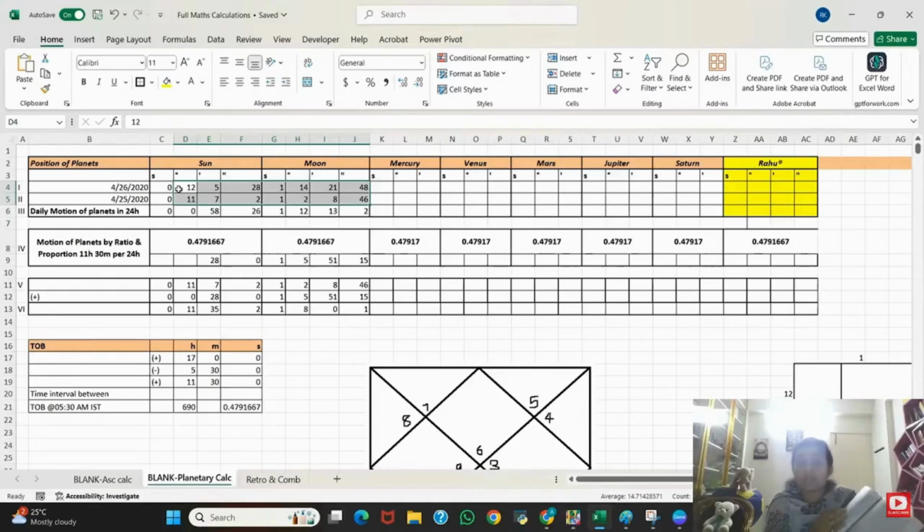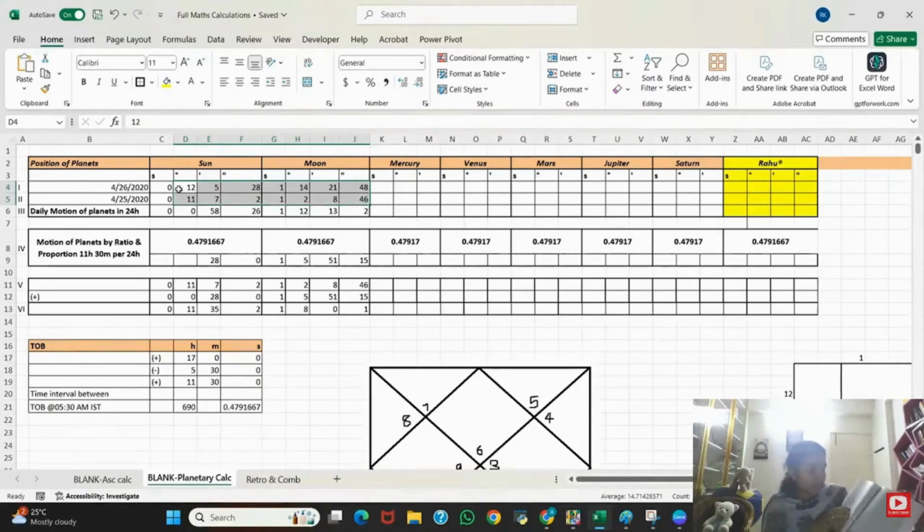So it is completely now sign, degree, minute, seconds. Only for Sun and Moon, along with Rahu and Ketu, we note down minutes and seconds. But for the other five planets, that is Mercury, Venus, Mars, Jupiter, Saturn, we don't note down the seconds. It's just the minutes. But if you want to note down seconds, you are welcome to do that.